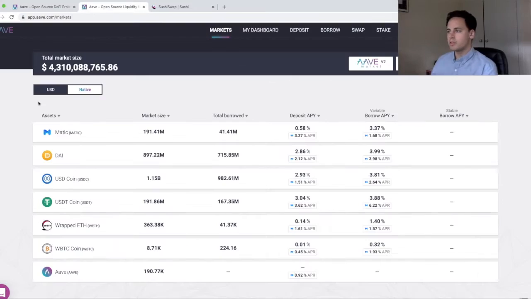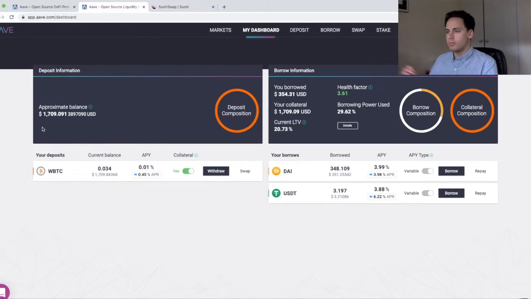So we'll jump over to my dashboard, on the Polygon blockchain, Aave, where we can see that I have a debt position, or two debt positions, of DAI and USDT totaling $351 US, and I've got a deposit of wrapped Bitcoin there of $1.7 thousand US.